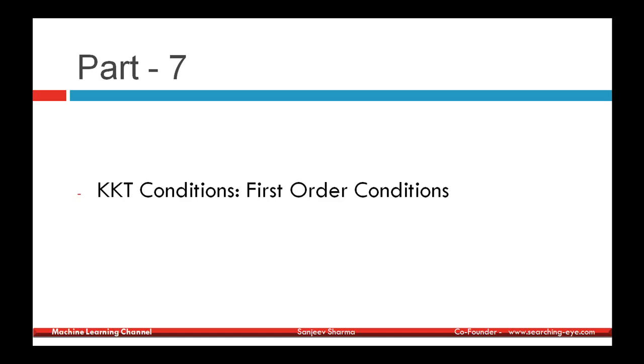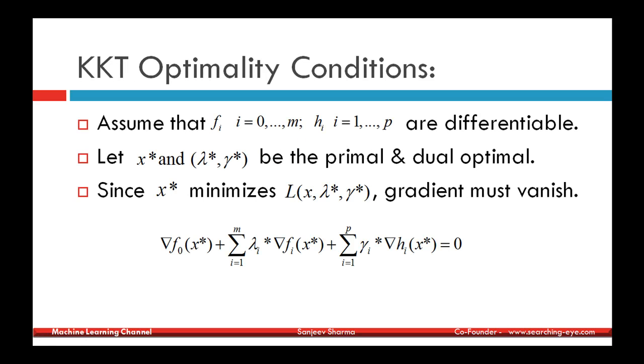So here's the final theoretical part of this lecture. We are going to discuss the KKT conditions and the first order conditions for optimality. So here are the KKT optimality conditions. Here we are assuming that the Fi's and Hi's are all differentiable functions, and we assume that x star, lambda star, gamma star define the optimal primal and dual variables.